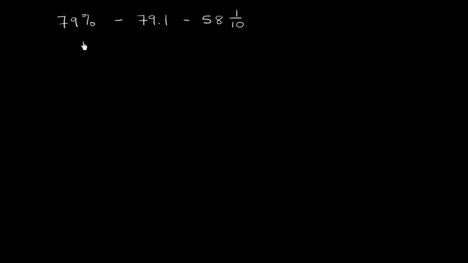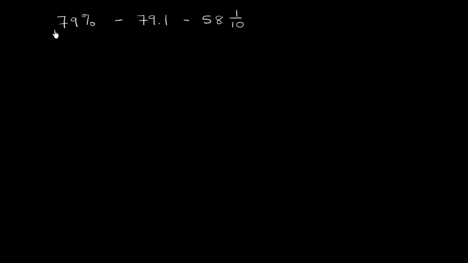Well, the thing that jumps out at you is that these are in different formats. This is a percentage, this is a decimal, this is a mixed number. There are different representations. And so to make sense of it, it's probably a good idea to get them all in the same format. It seems like we could get all of these into a decimal format pretty easily, so let's go that way.